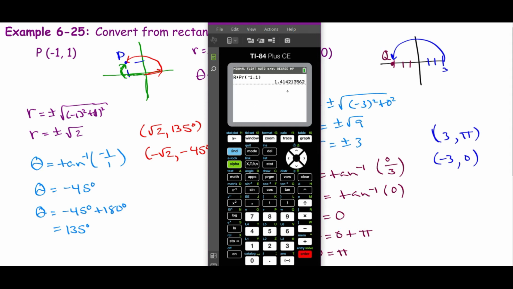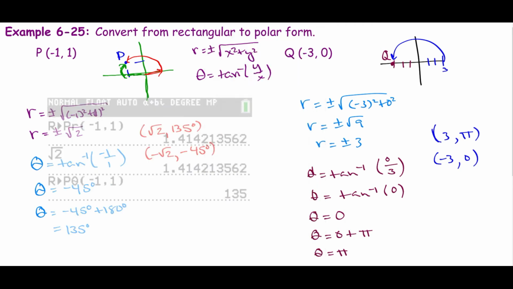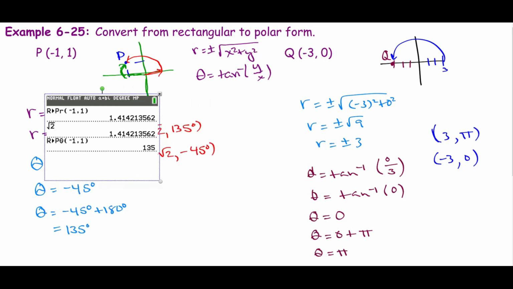So this is giving me 1.41, which is the positive r value. It's the same as square root 2. So we can see that. And then I want to get the theta value. So again, I'm going to go back second, apps. And I'm going to go down to number 6 this time. And again, I'm going to put in my point, negative 1, 1. And I get the 135 degrees. So using your calculator, it will match them up for you. And you don't have to try to figure out like we did when we did it by hand.